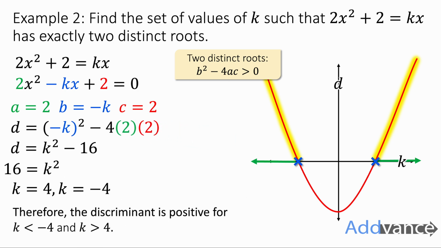And so we can say, therefore, the discriminant is positive for k less than minus 4 and k more than 4. And then the original quadratic, 2x squared plus 2 is equal to kx, has two separate solutions when k is less than minus 4 or k is more than 4. And we are finished. That example is quite conceptually difficult. I would advise you to rewatch my explanation a few times so you really get the idea of what I'm doing there. Okay?